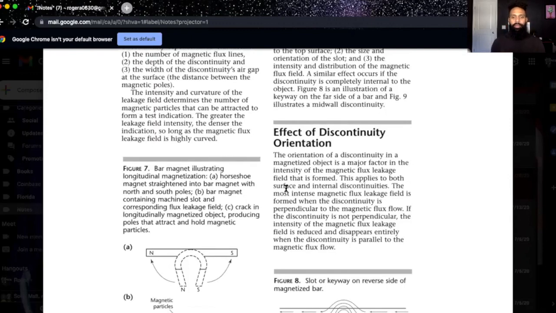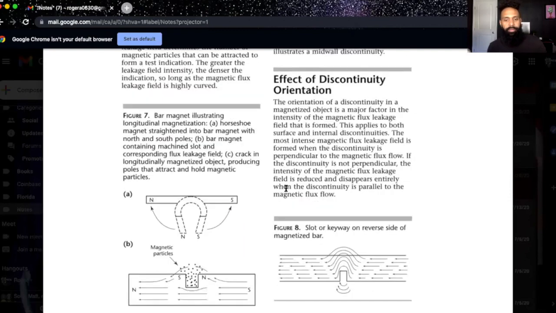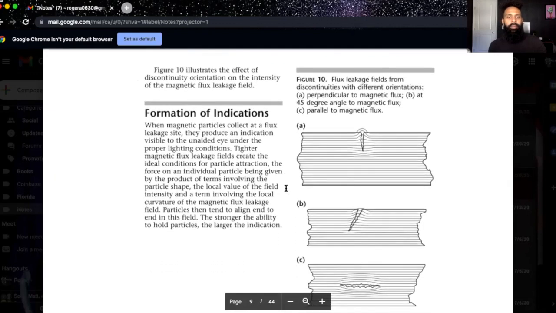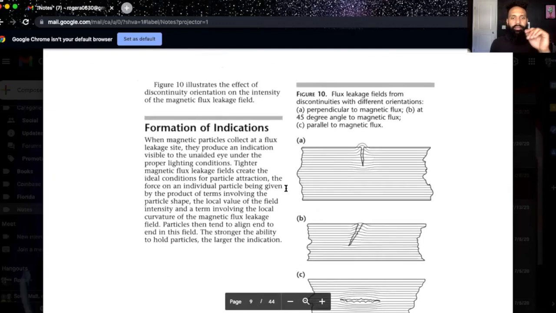Effect of discontinuity orientation. The orientation of a discontinuity in a magnetized object is a major factor in the intensity of the magnetic flux leakage field that is formed. This applies to both the surface and internal discontinuities. The most intense magnetic flux leakage field is formed when the discontinuity is perpendicular to the magnetic flow. If the discontinuity is not perpendicular, the intensity of the magnetic flux leakage field is reduced and disappears entirely when the discontinuity is parallel to magnetic flux flow. Figure 10 illustrates the effect of discontinuity orientation on the intensity of the magnetic flux leakage field.